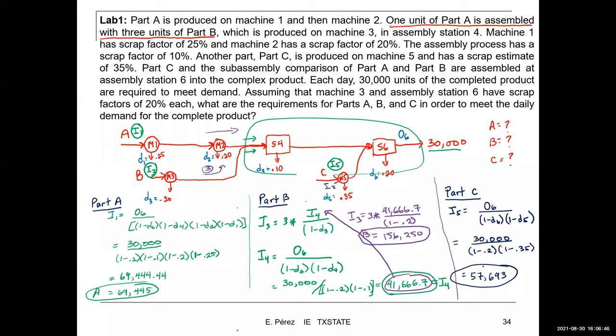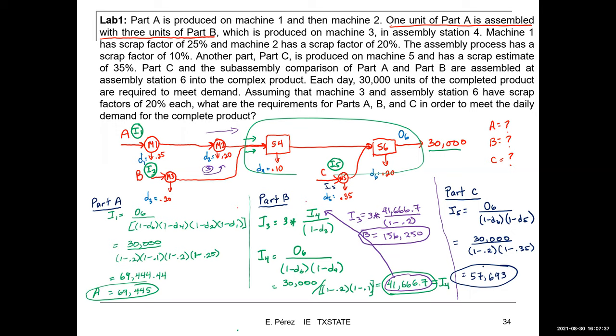So we have one more scenario that I want to discuss. For B, I multiply by 3 because the statement says that one unit of part A is assembled with 3 units of part B. So every unit of A that is coming into station 4, I need 3 that are part B. But that's not the case for 5. For 5, you just need 1. For C, you just need 1. Any other question?